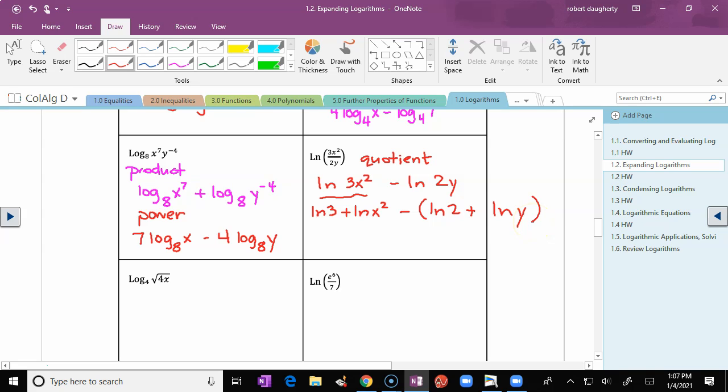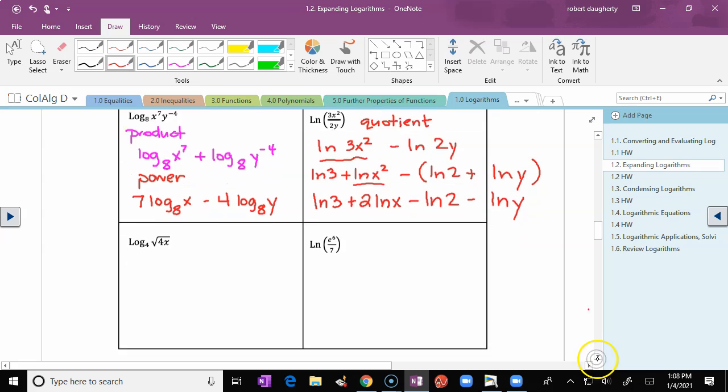I'm almost there. I'm going to have to use the power rule right here. So this is going to be the natural log of 3 plus 2 natural log of x minus natural log of 2 minus natural log of y. So that one had a lot in it. It had the quotient rule, the product rule, and the power rule to get this one all expanded, okay?